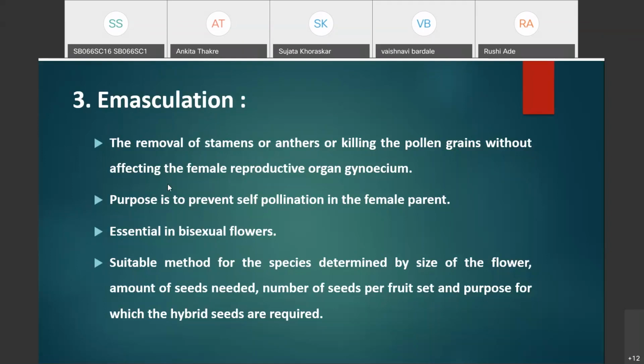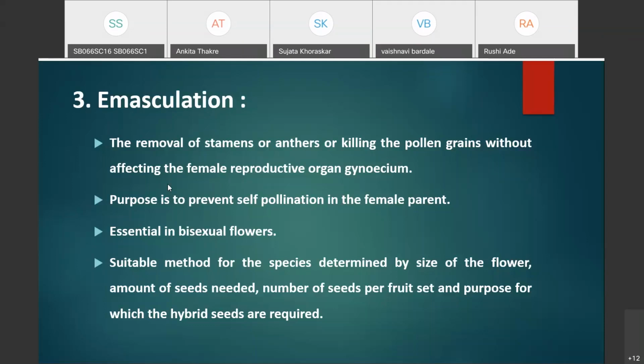It is also simple in monoecious plants. In monoecious plants like castor or maize, you can see the male flowers and the female flowers are different, but they are present on the same plant. In this case, emasculation is very simple because it is essential to only remove the male flowers, or the male inflorescences.